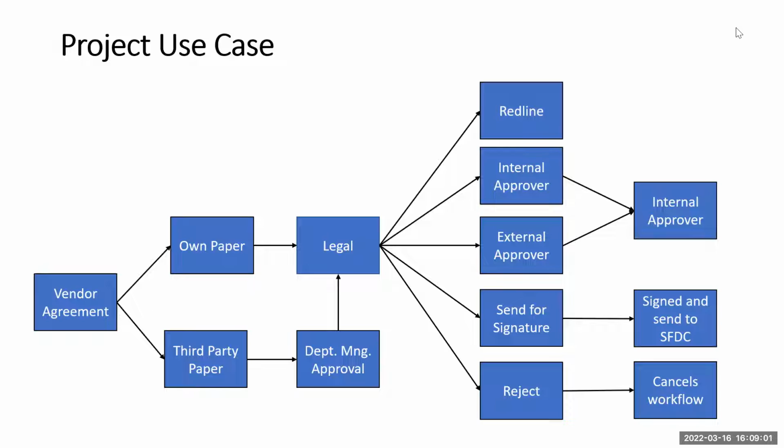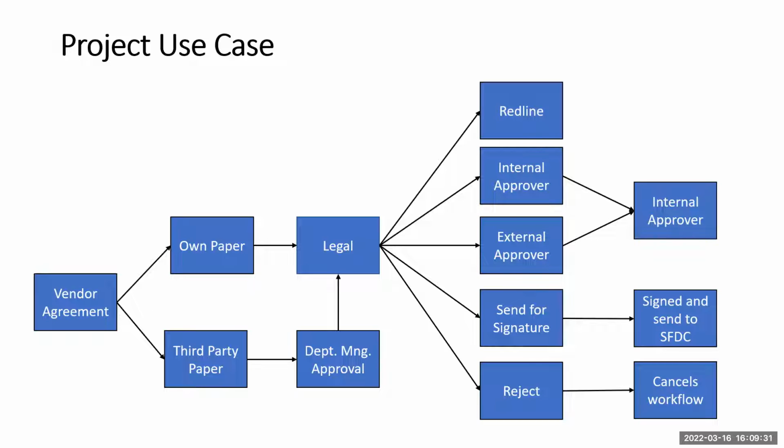Once the agreement is created from Salesforce, there are two ways to create an agreement or contract: own paper and third-party paper. Own paper is the one with internal language, or pre-negotiated language. The third-party paper is the contract paper which comes from the customer itself, and the customer wants to go ahead with the contract on their paper. So these would be the two scenarios.